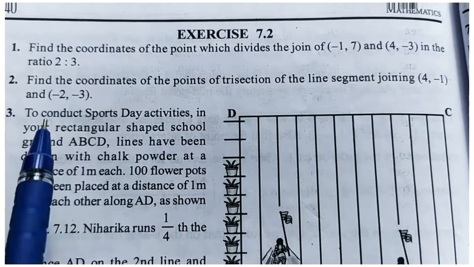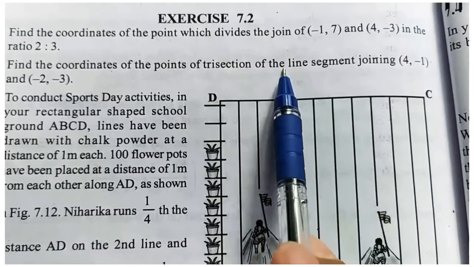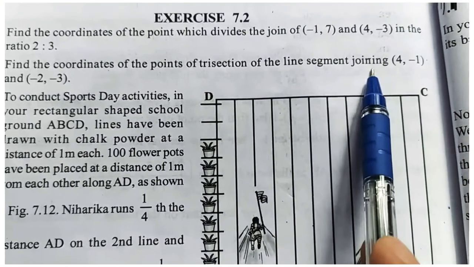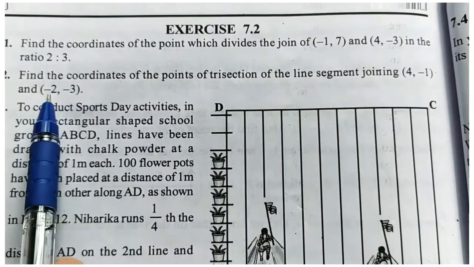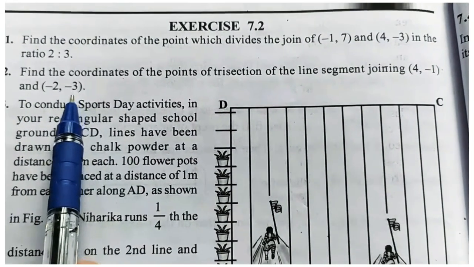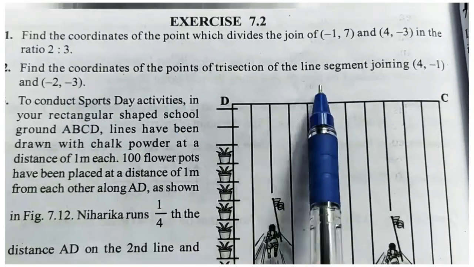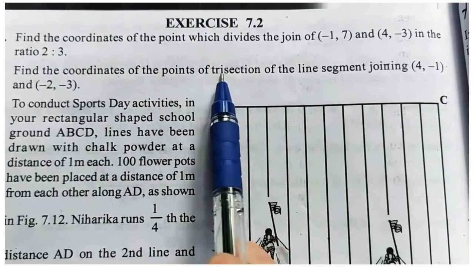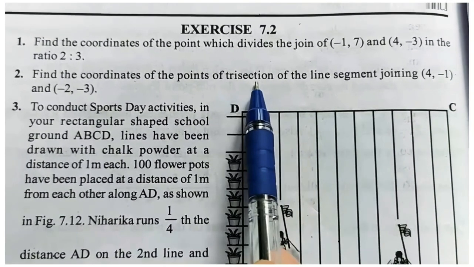Now the second question: find the coordinates of the points of trisection of the line segment joining 4 comma minus 1 and minus 2 comma minus 3. Okay, let's take these 2 points as A and B. This line segment is divided into how many sections? 3 sections, trisection means 3 sections.